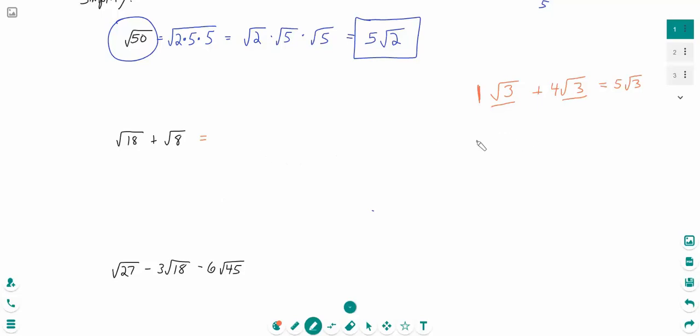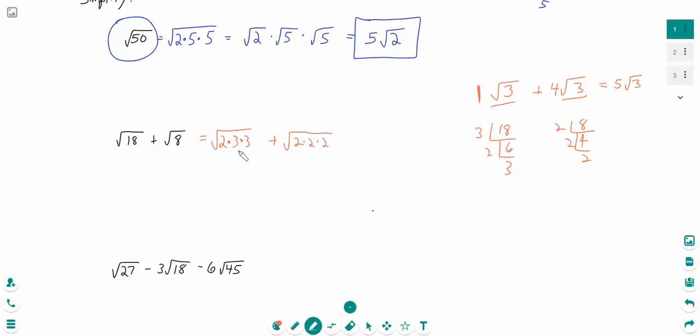Let's take the first one, the square root of 18, and find the prime factors for 18, which are going to be 2, 3, 3. So we have the square root of 2 times 3 times 3. Just the prime factors. And then we're adding that to the square root of 8, but 8, if I break that down, is going to be three 2's. So it's going to be the square root of 2 times 2 times 2.